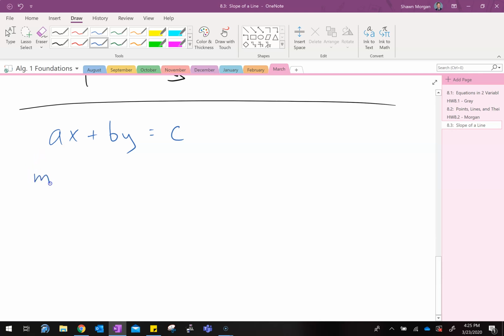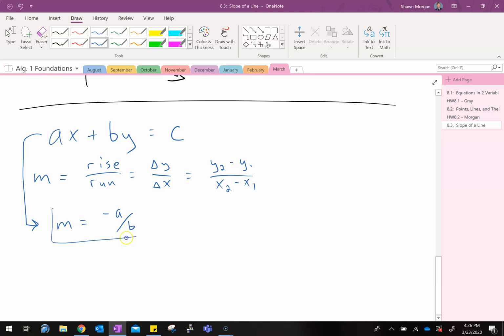The letter that we use just for a shorthand way of referring to the slope, by the way, is m. And in our last screencast, we talked about how m is a comparison of our rise over our run, or the change in y over change in x, or y2 minus y1 over x2 minus x1. Well, when you're dealing with an equation in standard form, you can find that slope to be the opposite of a over b.